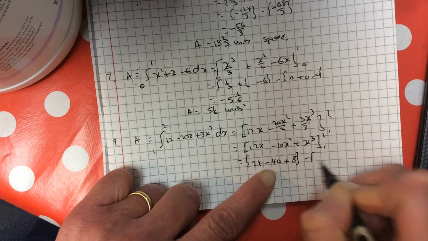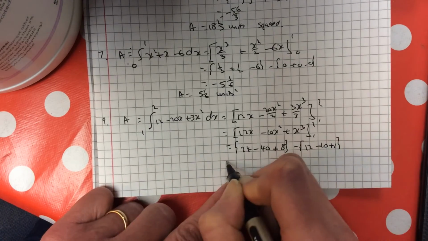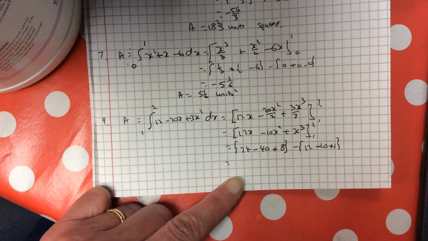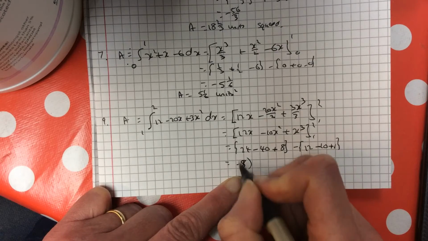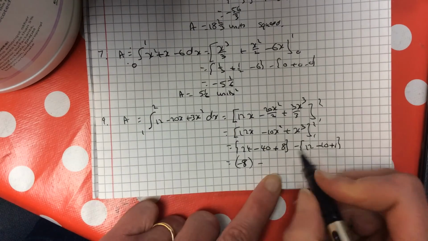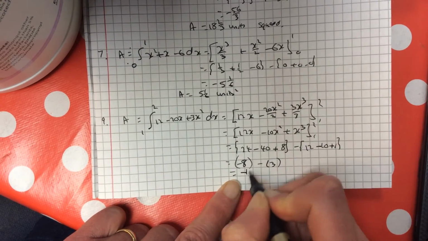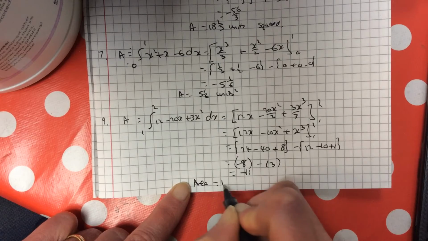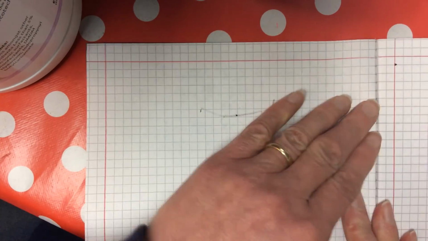Sub in 1. 12 minus 10, add 1. Work out your first bracket, 24. And don't be scared of reaching for the calculator, because you'll find you can make lots of silly mistakes. And I would always just use my calculator. So that's minus 11. So obviously you give your area as a positive 11 units squared. Okay, couple more to go.